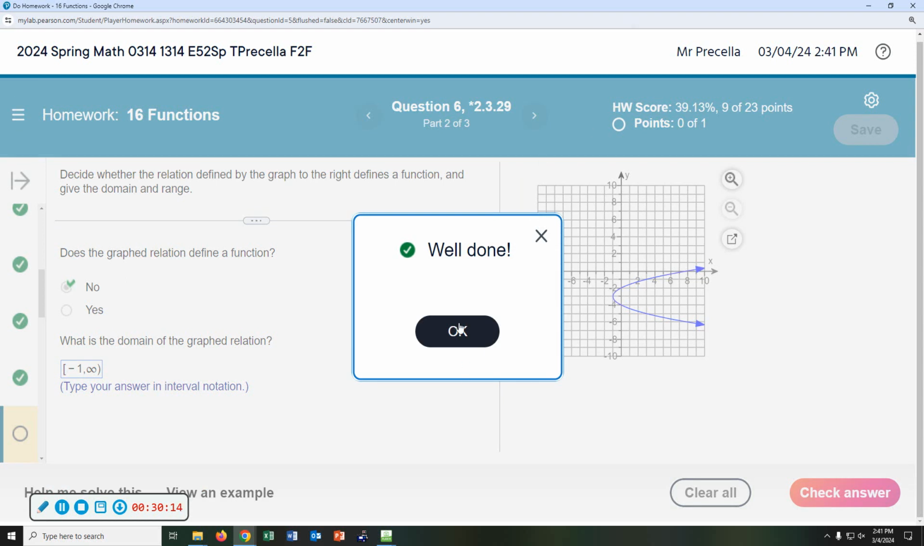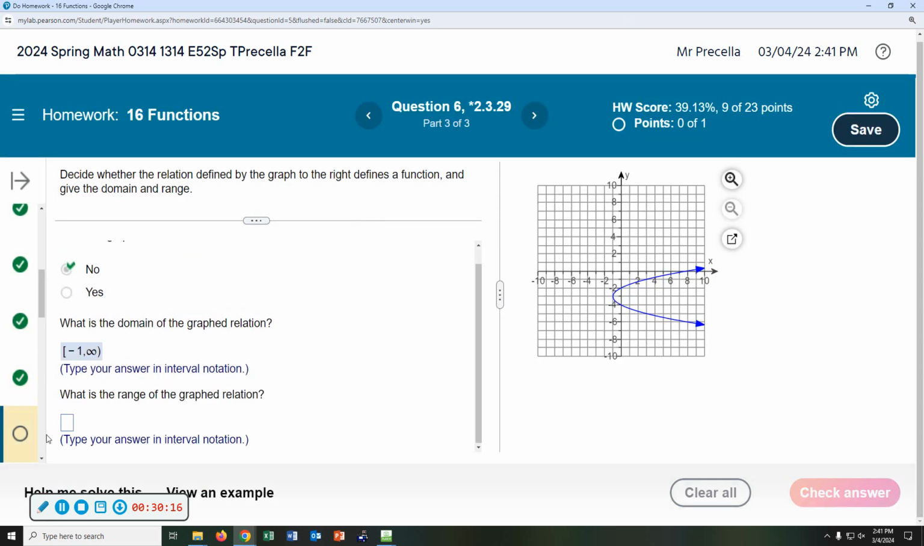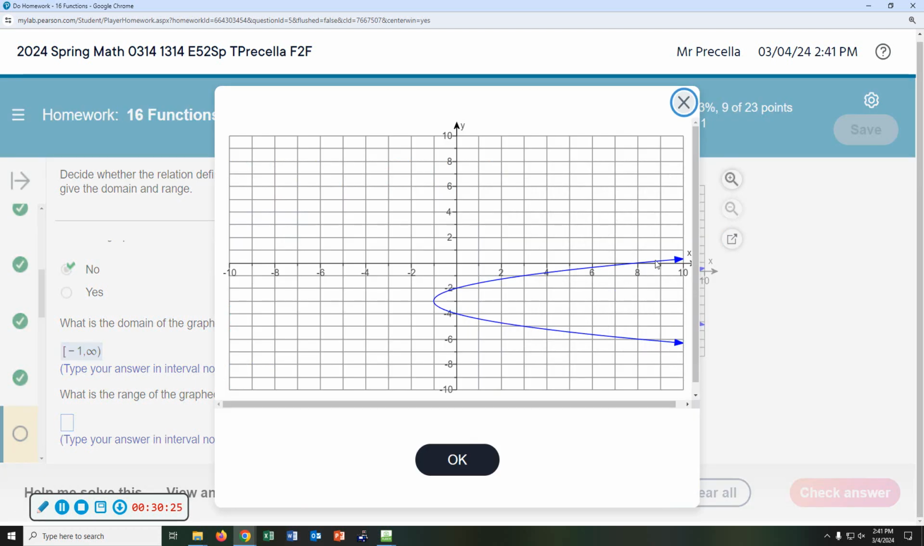What about the y values? Now we're ready for the range. Is this thing going to keep going up and down? Does it go up forever? Because if it does, then that means it would be going up to infinity. And is it going down forever?